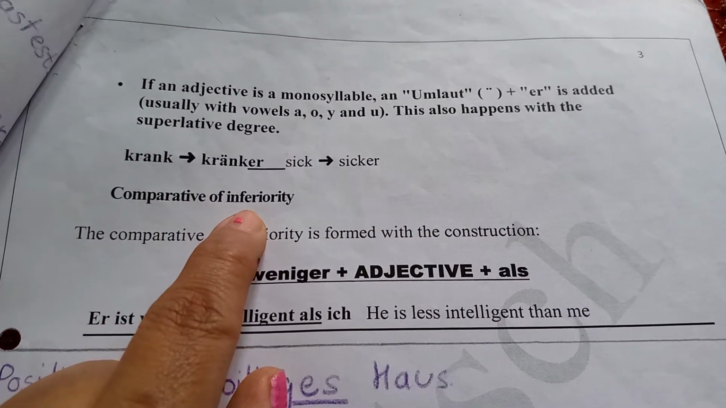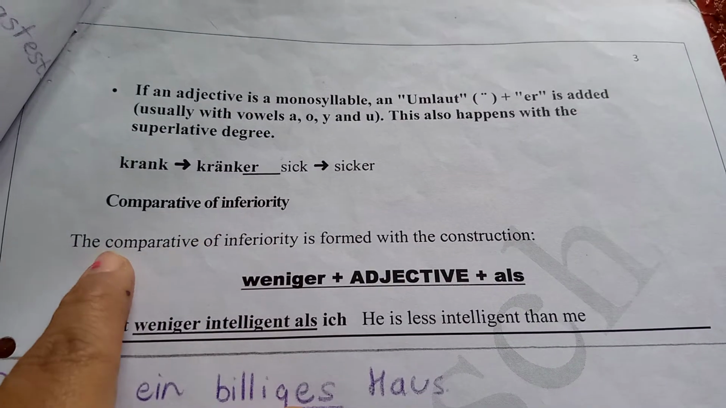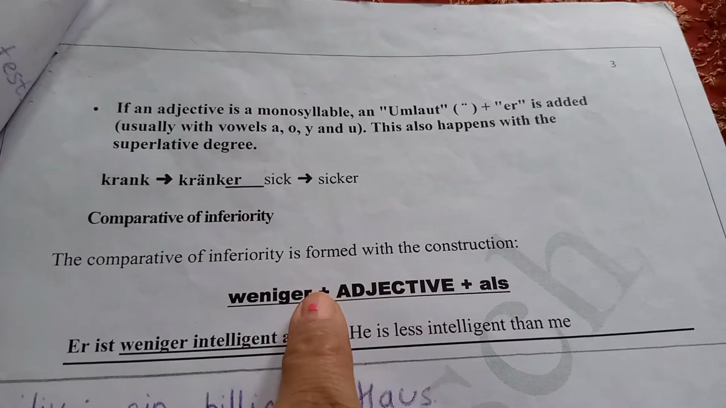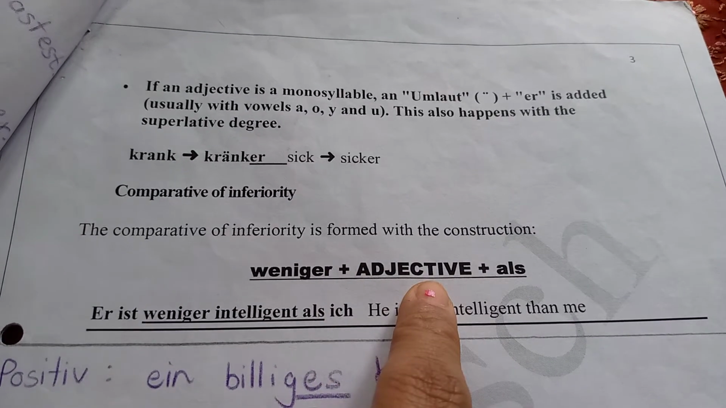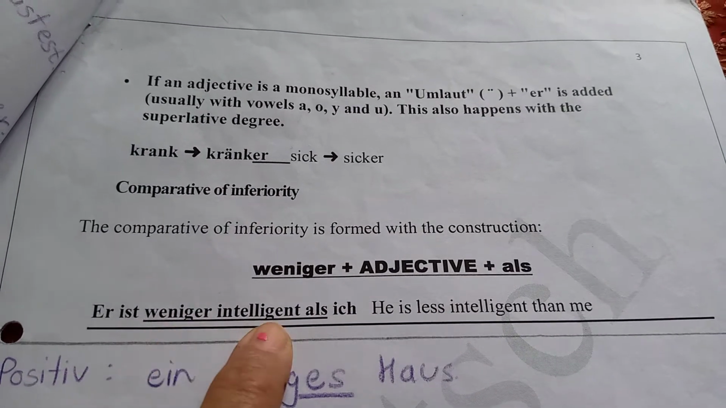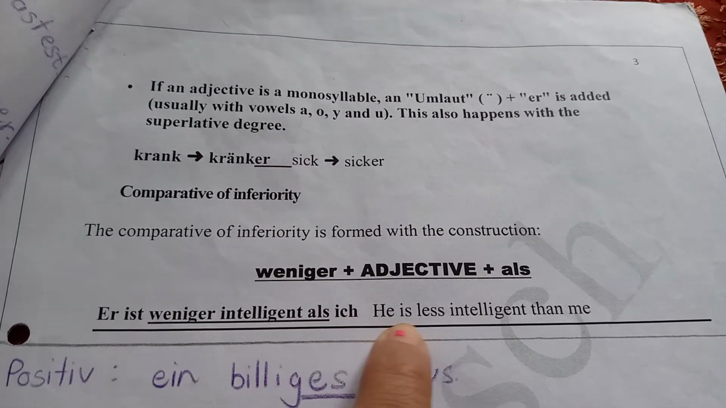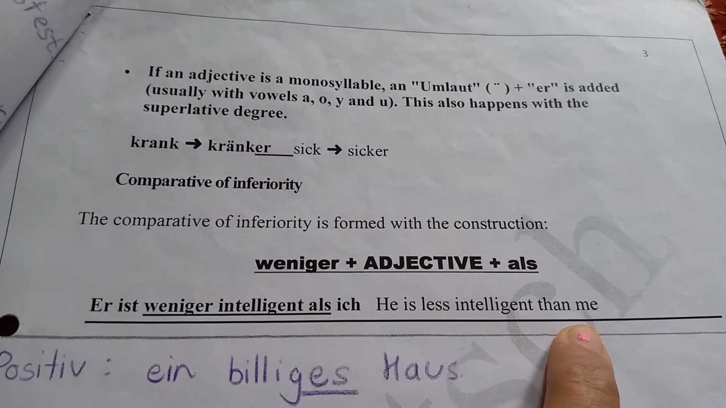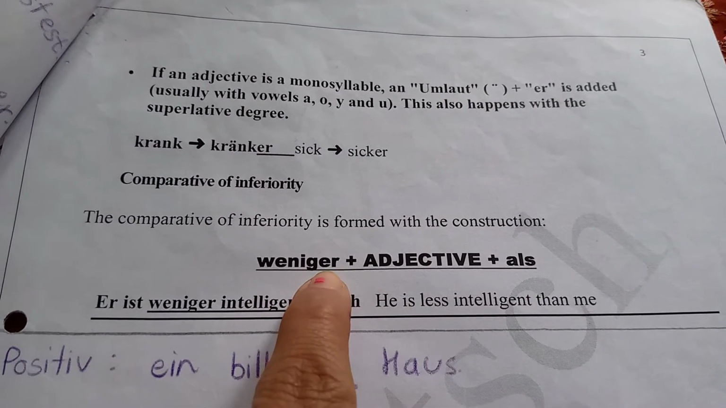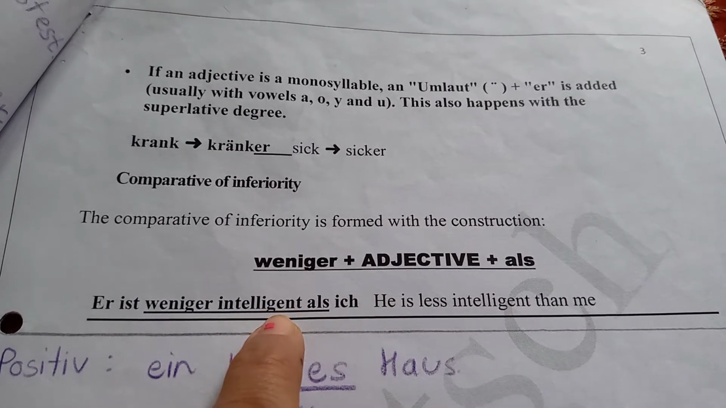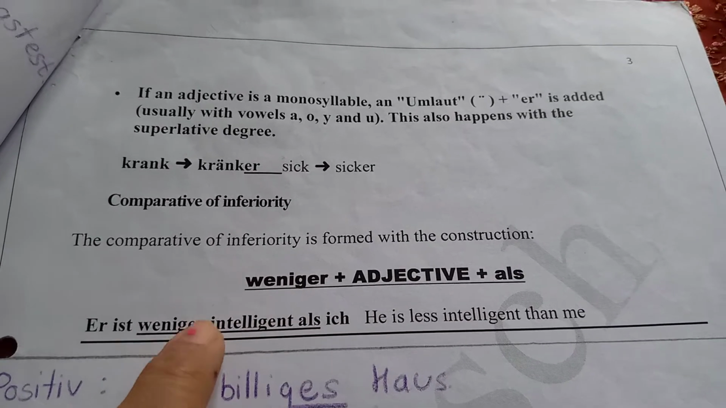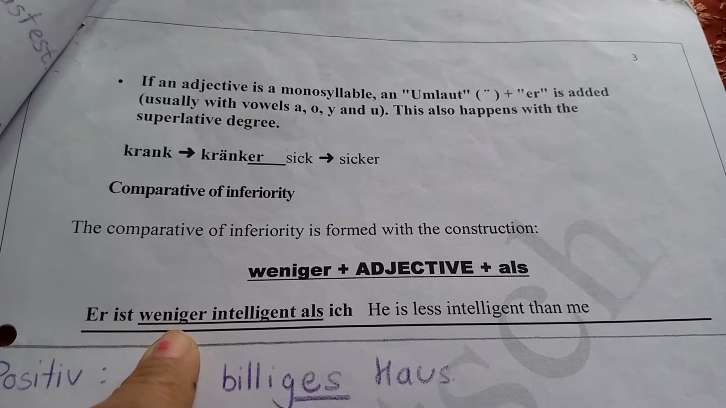Now, comparative of inferiority. The comparative of inferiority is formed with the construction weniger plus adjective plus als. Weniger means less. Er ist weniger intelligent als ich. He is less intelligent than me. Now weniger is already the comparative, so for intelligent also do not add er. Both er are wrong. Add er to the first adjective only.